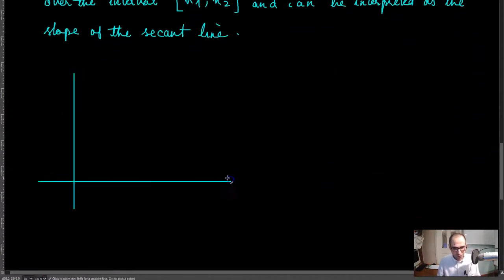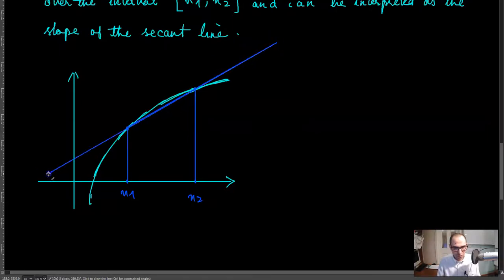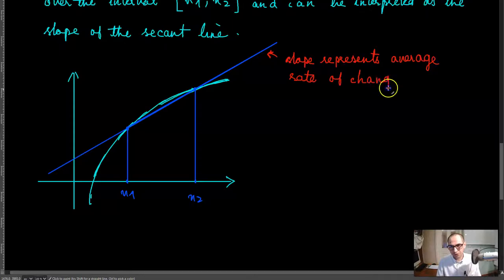We would have our function over here, something like this. And then we would say, okay, this is the point, for example, x1, and this is the point, for example, x2. And there is a line going through the two points as well. The slope of this line represents the average rate of change of y with respect to x, right? And this is y and this is x, right?